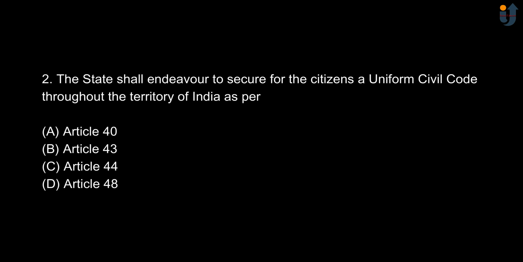Next. The state shall endeavour to secure for the citizens a uniform civil code throughout the territory of India as per option A, Article 40, option B, Article 43, option C, Article 44, and option D, Article 48. And the correct option is option B, Article 43.